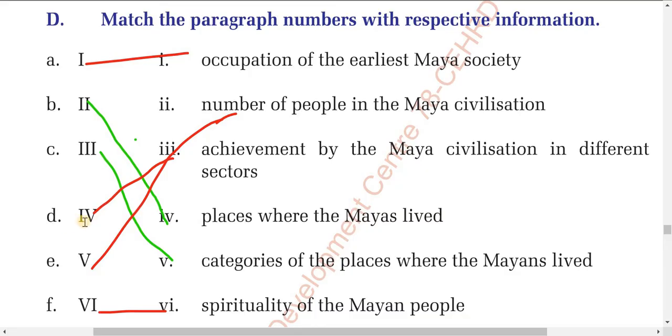Fourth paragraph, IV. This fourth paragraph is about the achievements of the Maya civilization in different sectors. And the fifth paragraph is about the number of people in the Maya civilization. The fifth paragraph gives information about the number of people in the Maya civilization.